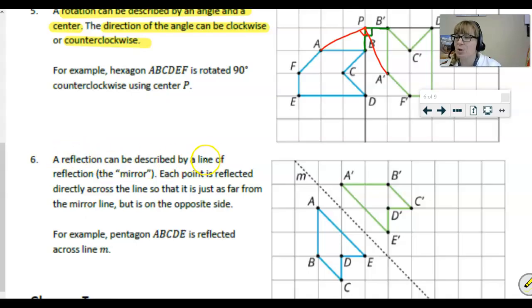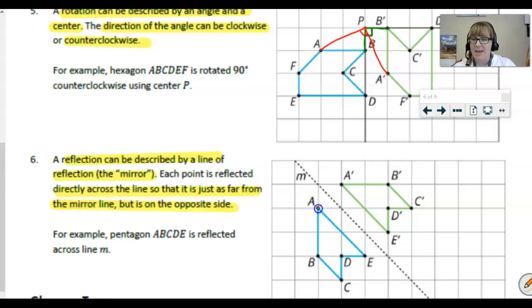A reflection can be described by a line of reflection. We can sometimes think of it as a mirror, but I don't want us to call it a mirror. I want us to call it a line of reflection or reflection line. Each point is reflected directly across the line so that it is just as far from the mirror line, but on the opposite side. So again, observe.